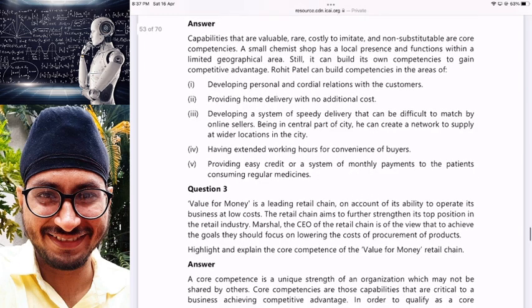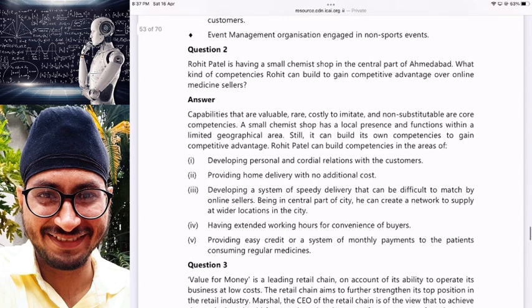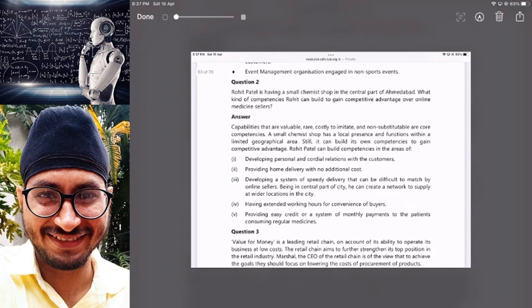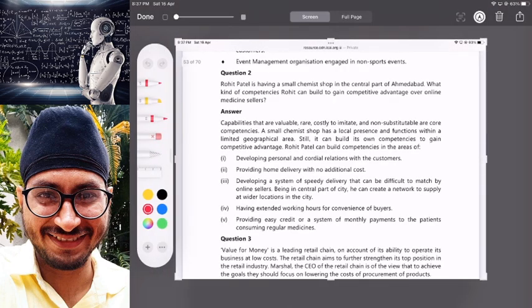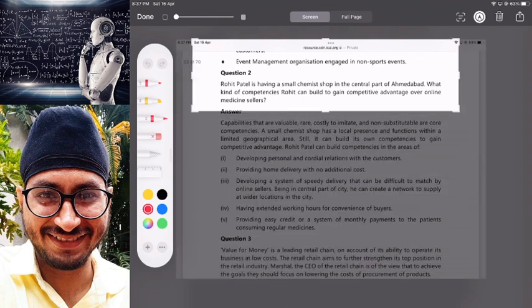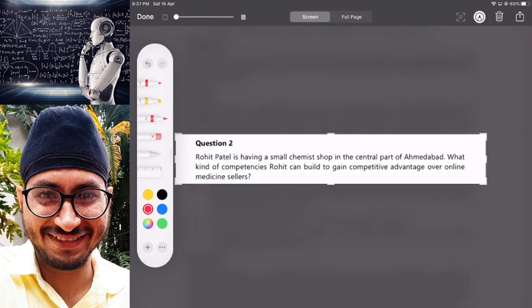Rohit Patel is having a small chemist shop in the central part of Ahmedabad. What kind of core competencies can Rohit build to gain competitive advantage over online medicine sellers? So here Rohit Patel is having what, sir? A small chemist shop. He wants to compete. Clear? He wants to have core competencies which will help him have an advantage over big online companies.